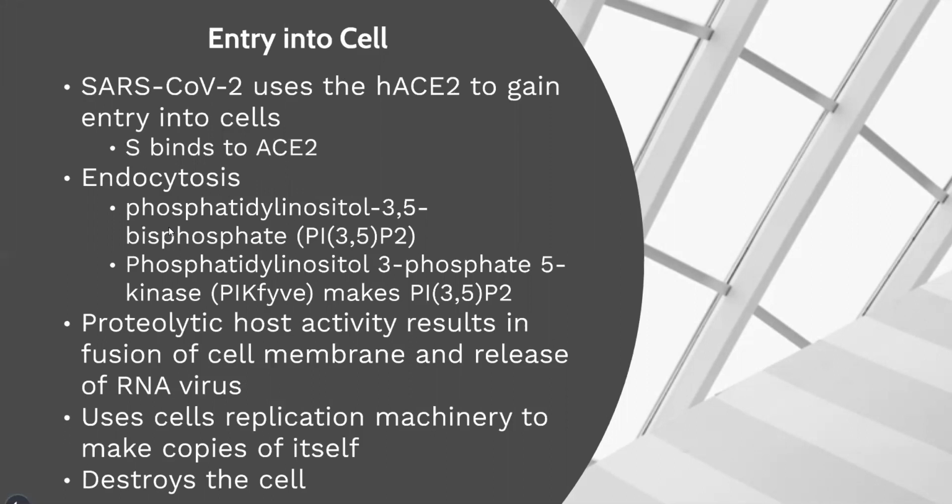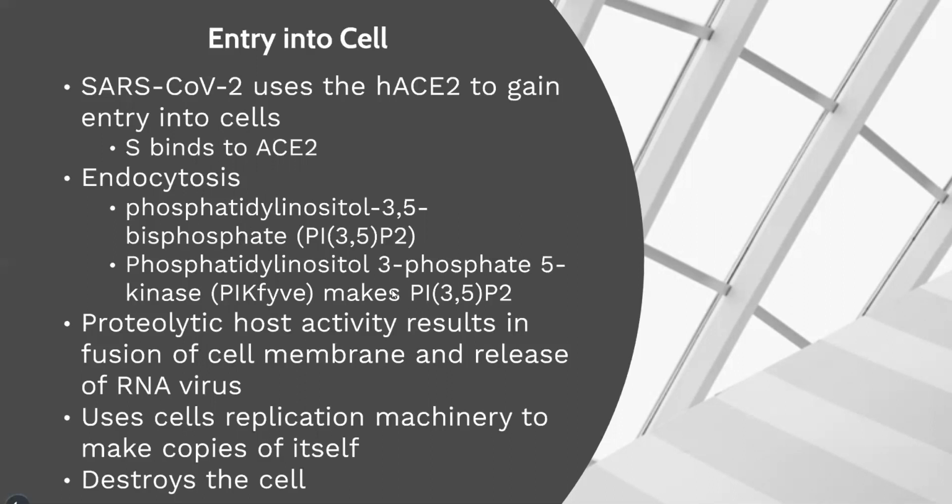They use phosphatidylinositol 3,5-bisphosphate, or PI3,5P2. This is one of my favorite molecules when I was back in the cellular molecular biology department, just because it's really fun to say phosphatidyl anything. Phosphatidylinositol 3-phosphate 5 kinase is the enzyme that makes PI3,5P2. And there are some therapeutic agents that people are working on that target this enzyme to make it so that SARS-CoV-2 can't get into the cell.